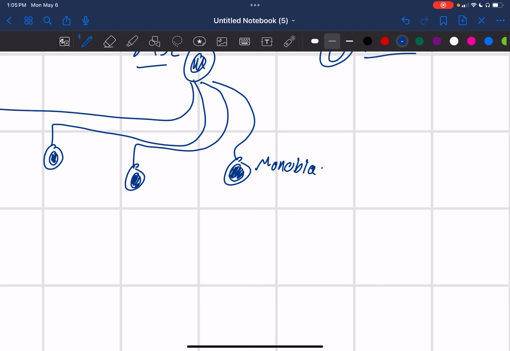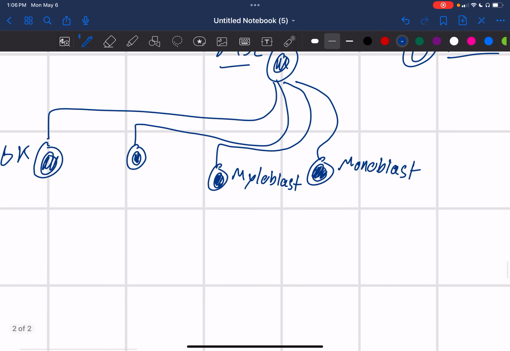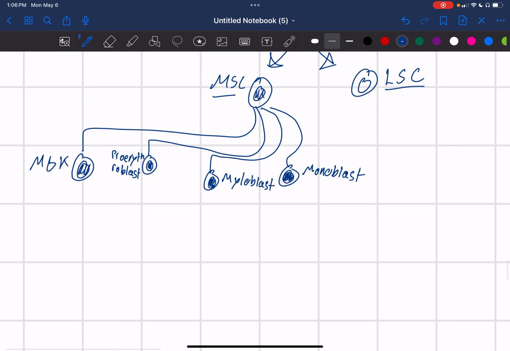So after those, let me label them real quick. Monoblast, the myeloblast. Okay, and then this one's a little bit tricky to say. Proerythroblast. Okay, there. Hopefully I spelled it right. So they each have their own function, and they even start turning into other different types of specialized cells that our body uses more frequently.